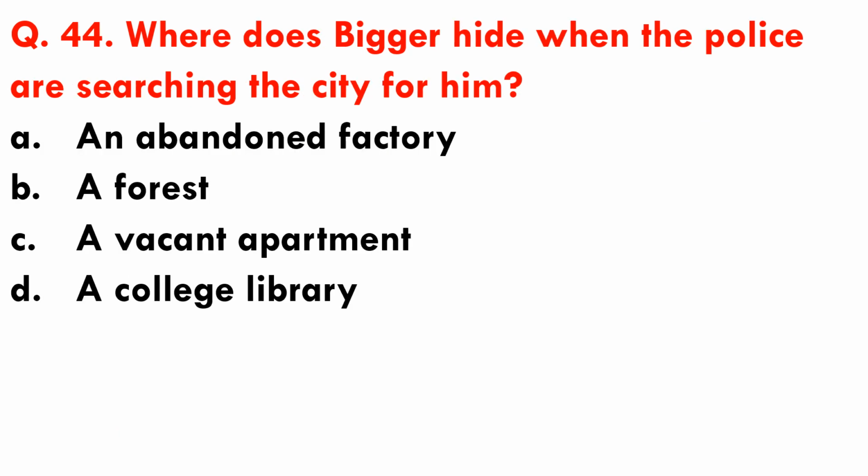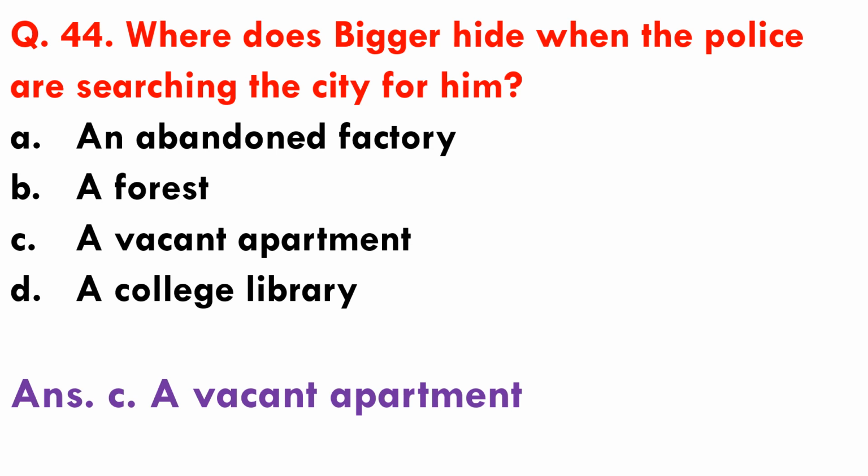Question number 44. Where does Bigger hide when the police are searching the city for him? Options are A. An abandoned factory, B. A forest, C. A vacant apartment, and D. A college library. So the correct option is option C, that is Bigger hides himself in a vacant apartment when the police are searching the city for him.